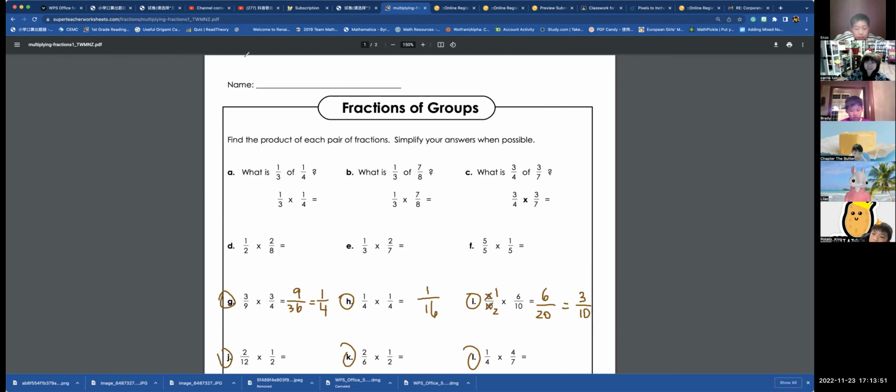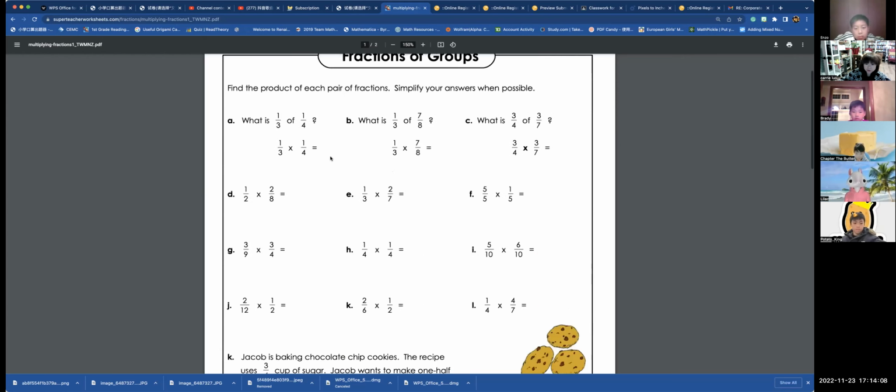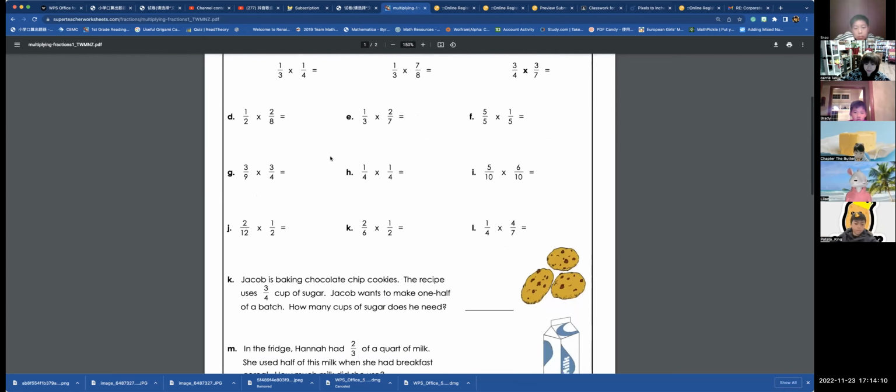Okay, so let's take a look at the next one. 2 and 2 could be gone, so 1 over 12. 2 and 2 could be done, so 1 over 6. And 4 and 4 could be done, so 1 over 6. Okay, it's pretty easy. So we need to learn the fraction of the groups. Let's take a look at number K and number M. This is a so-called word problem. I know you hate it.